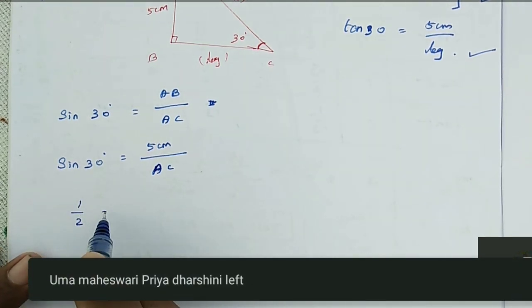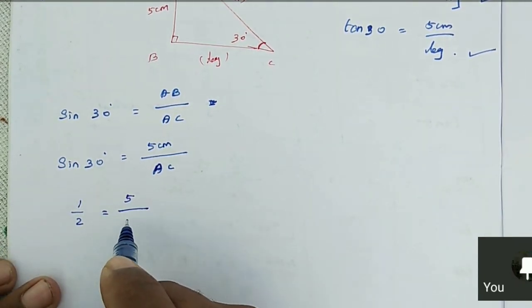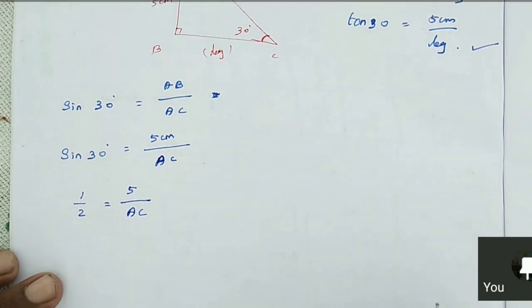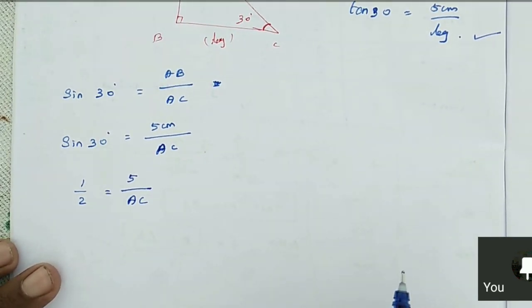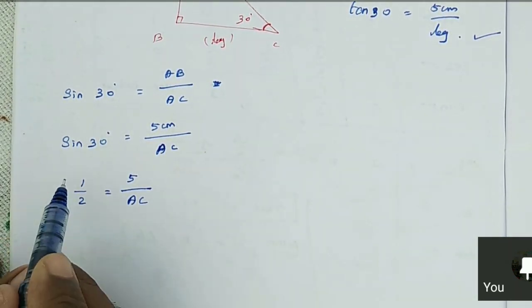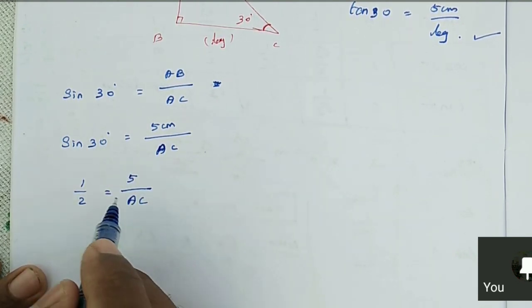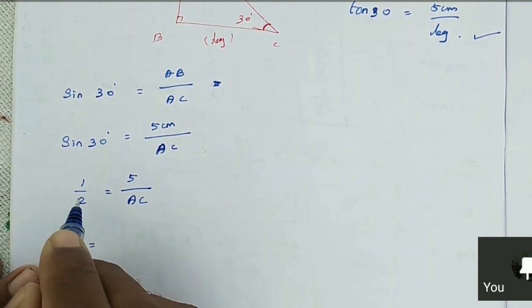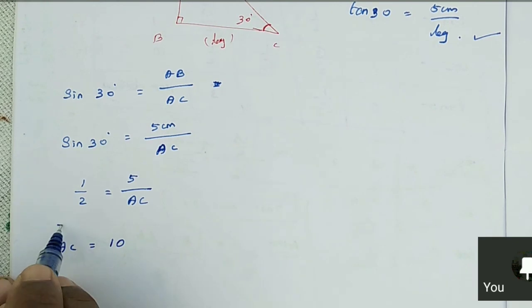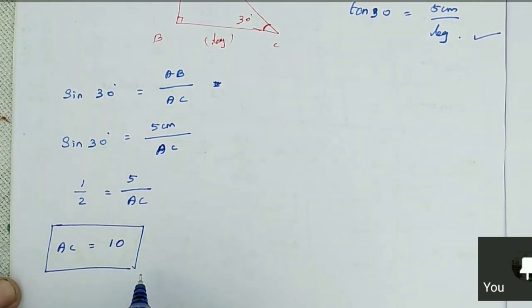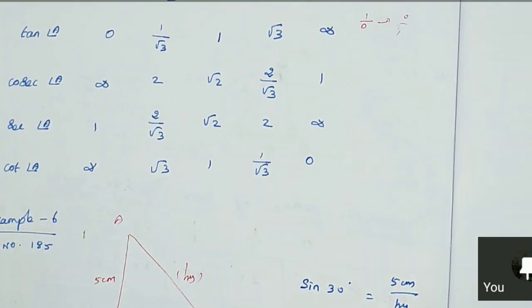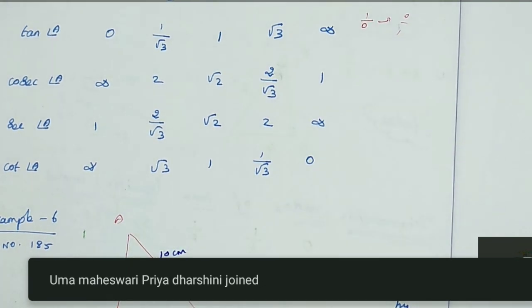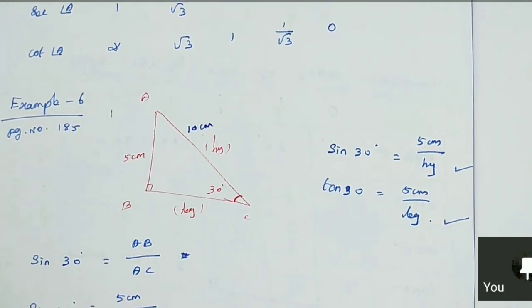So 1 by 2 is equal to 5 by AC. Now you can do the cross multiplication. So 5 into 2, 5 twos are 10. So AC is equal to 10. We found out the AC value, 10. Clear? Any doubt?